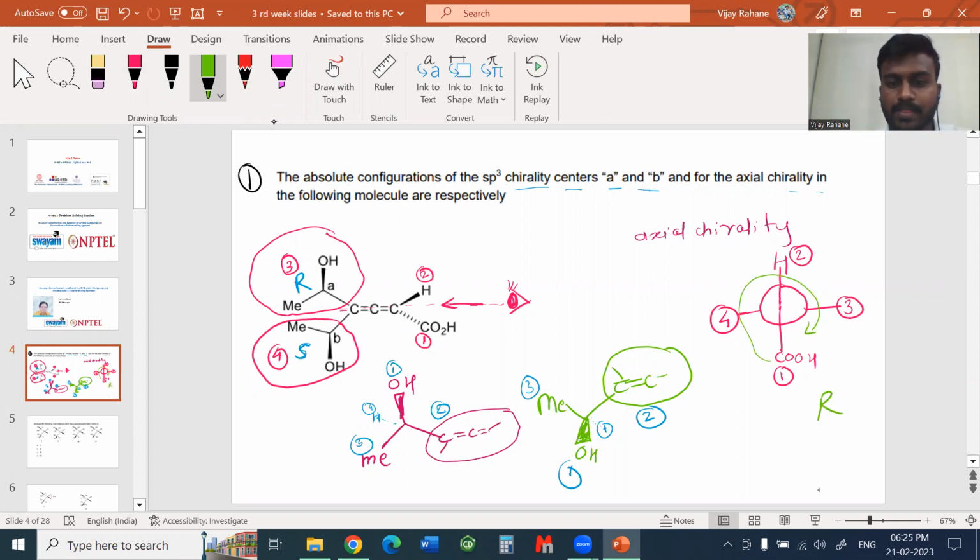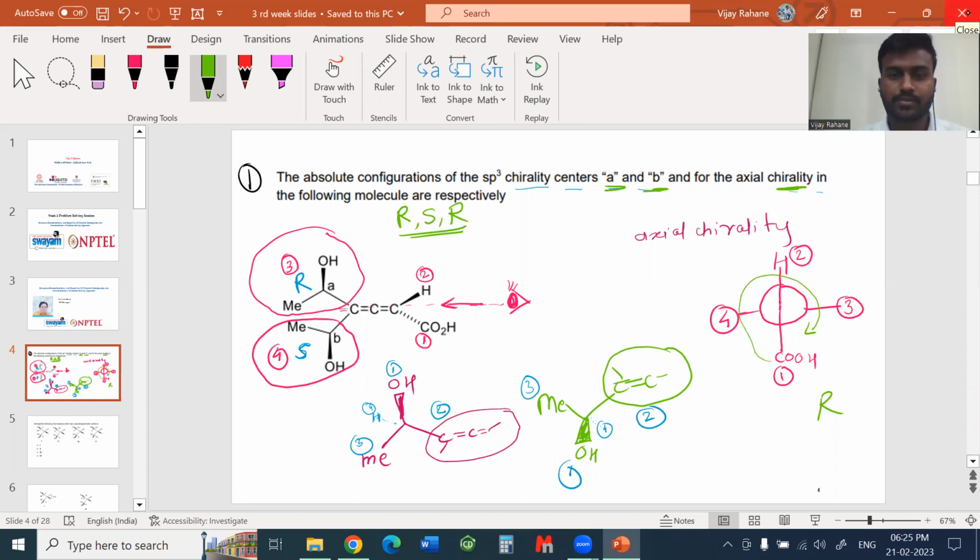So for A, B, and axial chirality, what is the answer? The first one is R. For this B center, it's S, and for axial chirality, it's again R. So the answer will be R, S, R. Right. So this one is a problem from the second week topics.